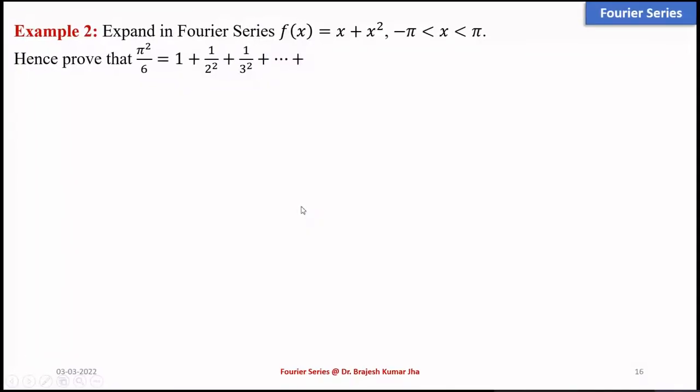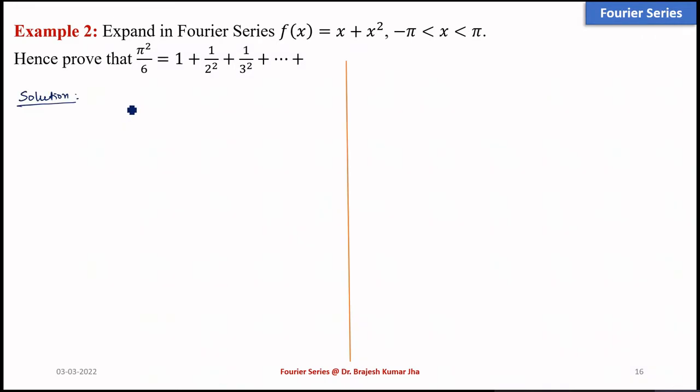The first question, actually the second question of today's lecture. Expand the Fourier series f(x) = x + x squared, where the range is given from minus pi to plus pi. After finding the Fourier series, we have to prove that pi squared by 6 is equal to 1 plus 1 by 2 squared plus 1 by 3 squared and so on.